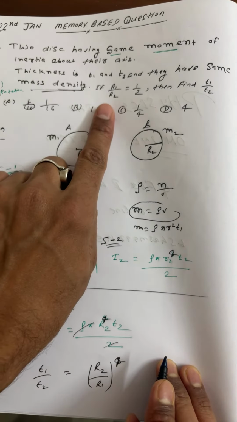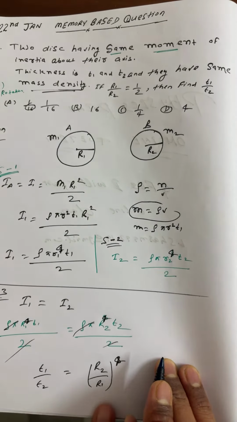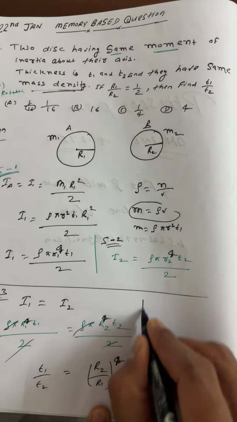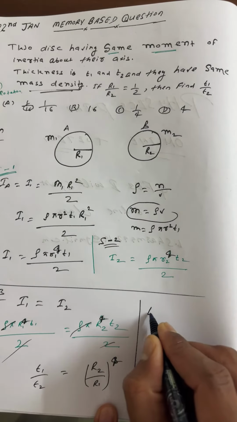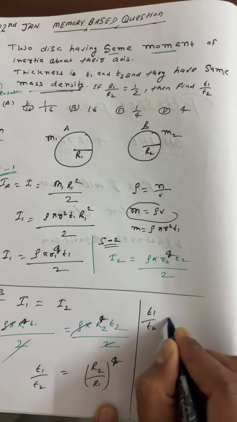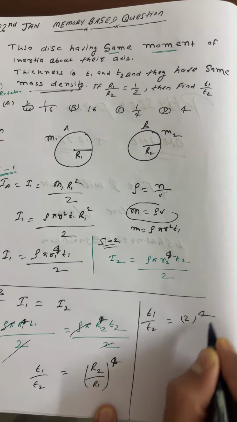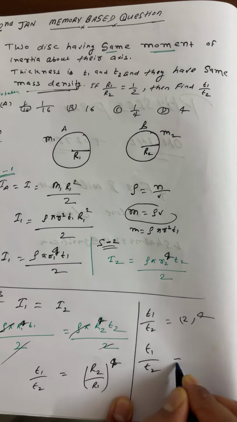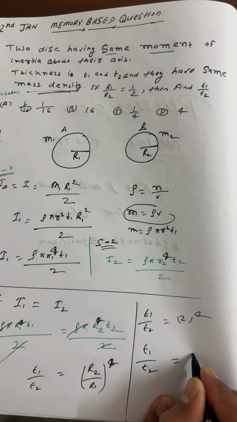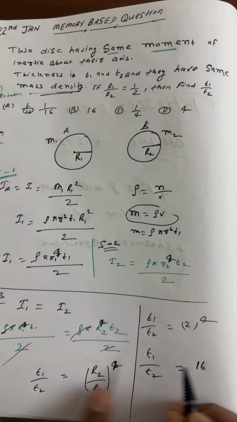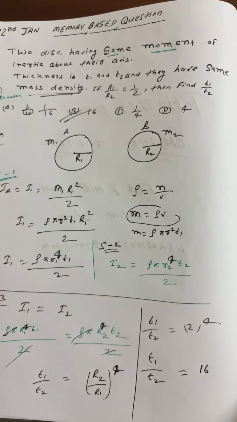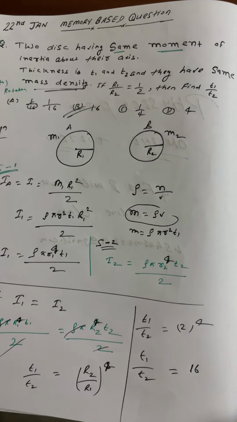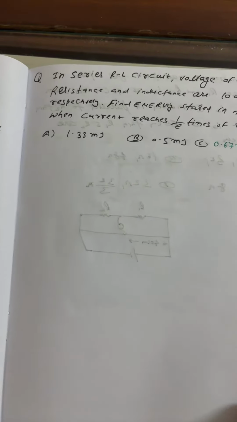Beta, in the question mentioned, students, this is R1 by R2, and here is R2 by R1. So, students, you can say T1 by T2 is nothing but 2 to the power 4. So, answering it, what answer are you supposed to write? You can say 2 to the power 4, this is 16. So option B is correct. Option B is correct.